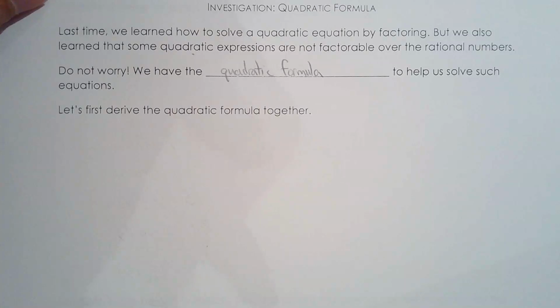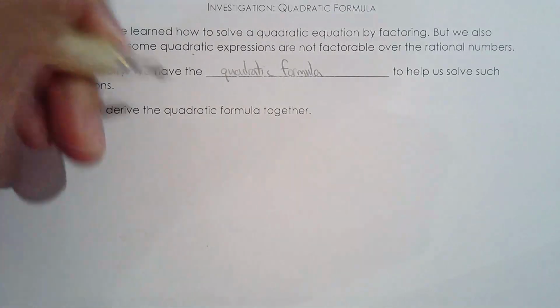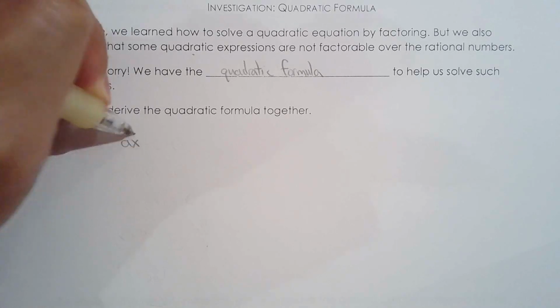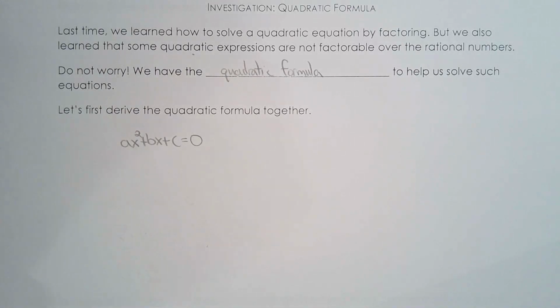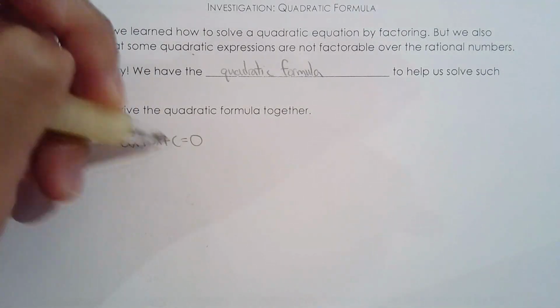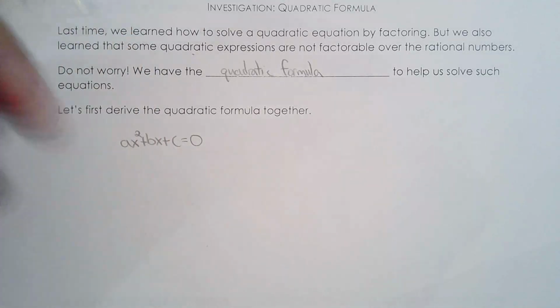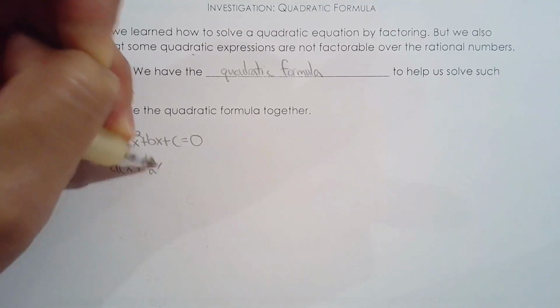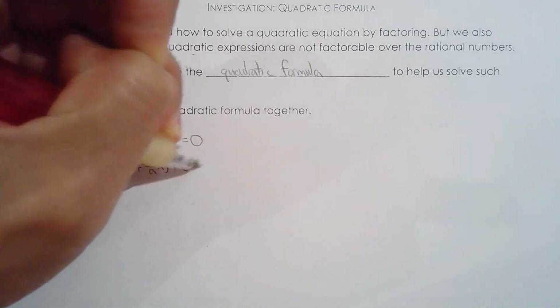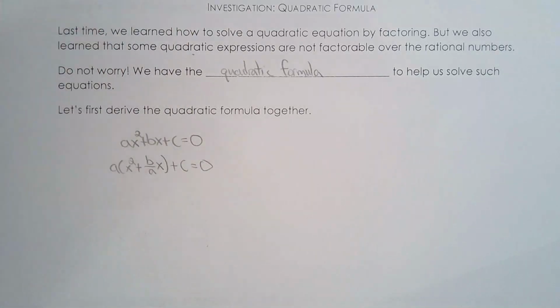So let's derive the quadratic formula together. We're going to start off with ax squared plus bx plus c equals 0. What we're going to do is essentially complete the square. If you go back to the completing the square handout, a lot of the steps I'm going to write here are very similar. In fact, I really want to jump to that last line, but I'll show my steps again. I'll factor a from the first two terms, just like I would for completing the square, and then I'm going to complete the square.